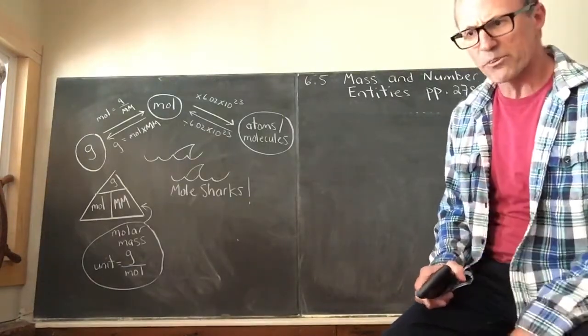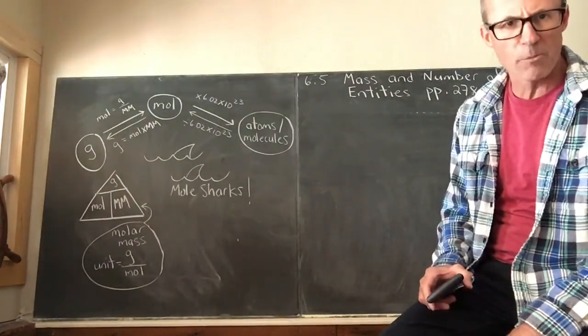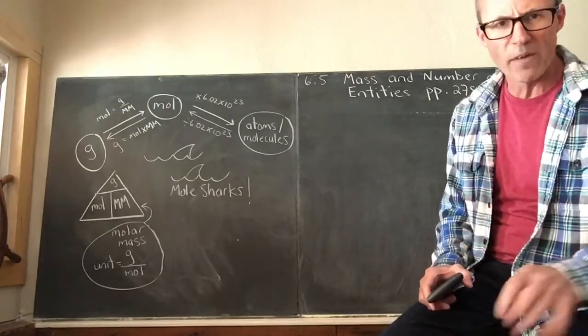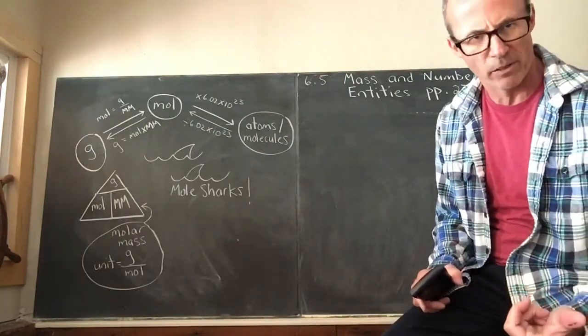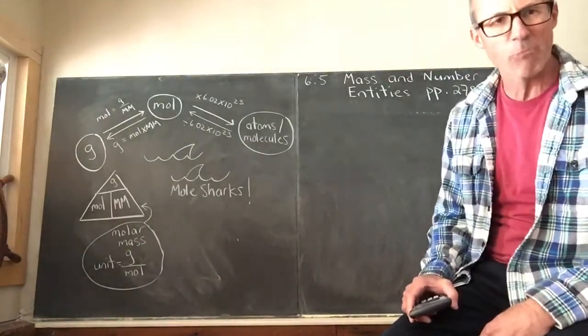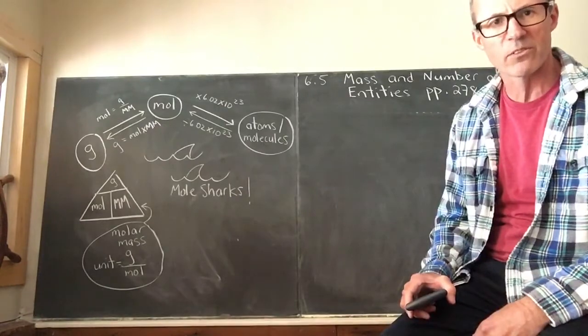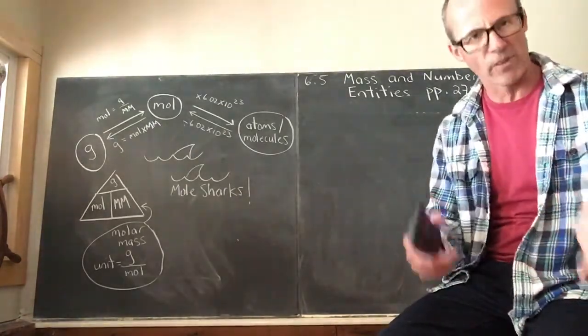If molecules pertain to covalent compounds, I'll probably use the terminology formula units. Don't worry about that. That's the same as a molecule, but it applies to ionic compounds. So when you see formula units in your text, just think molecules, even though formula units apply to ionic compounds and molecules pertain to covalent ones.